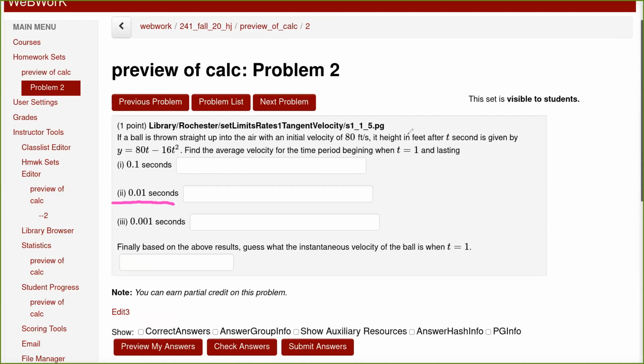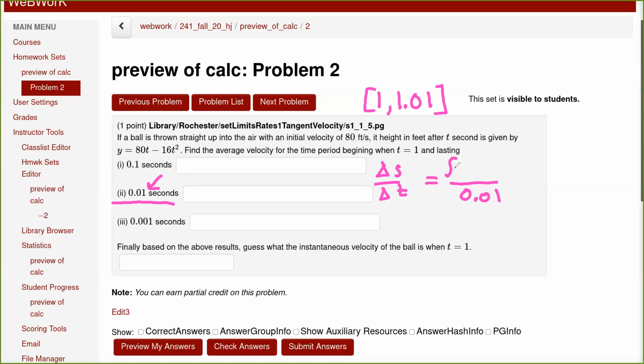So now the interval that we're talking about is the interval from 1 to 1.01. We're going to take the average velocity over that time interval. And the average velocity, like it always is, is going to be the change in location divided by change in time. So the change in time in this problem, they just tell it to you right off the bat. It's 0.01.